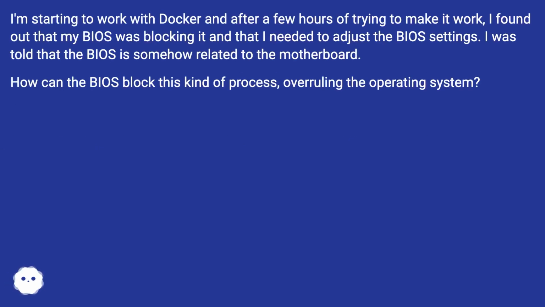I'm starting to work with Docker, and after a few hours of trying to make it work, I found out that my BIOS was blocking it and that I needed to adjust the BIOS settings. I was told that the BIOS is somehow related to the motherboard. How can the BIOS block this kind of process, overruling the operating system?